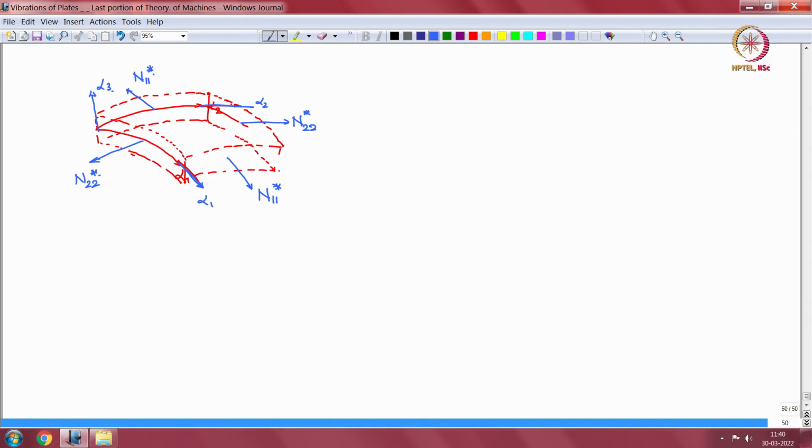So we follow a convention on the negative phase. This is the incremented alpha 2 phase. This is a negative alpha 2 phase. This is the incremented alpha 1 phase, that is a negative alpha 1. So on the positive phase, N11 points in the positive direction. So that is the convention we use. Okay, so then we have shear force resultants.